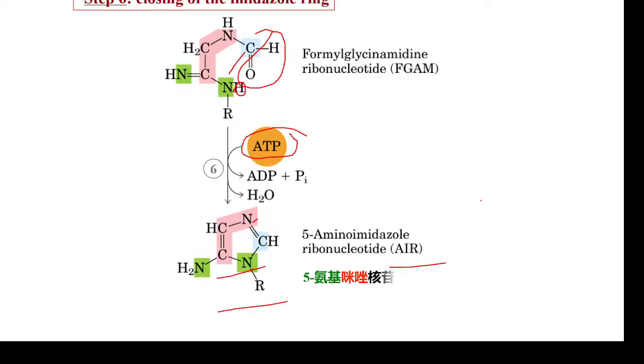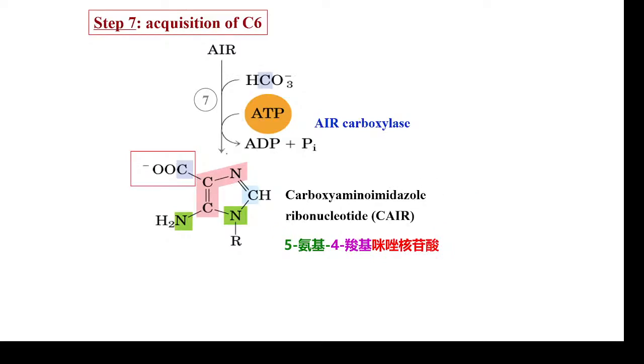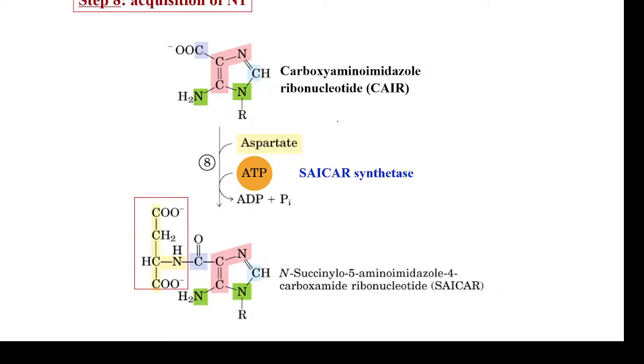ring. Okay. So in the next step, bicarbonate is going to contribute to C6. So it adds carbon dioxide. So it converts AIR into carboxyaminoimidazole ribonucleotide, abbreviated as C-AIR. So this is catalyzed by aminoimidazole ribonucleotide carboxylase, that is AIR carboxylase. So this requires ATP. So in the next step, this C-AIR is converted to SAICAR.